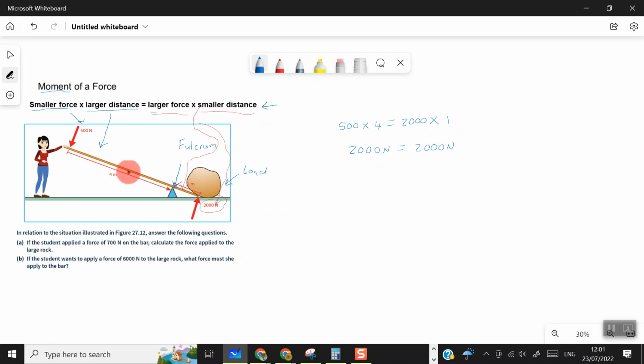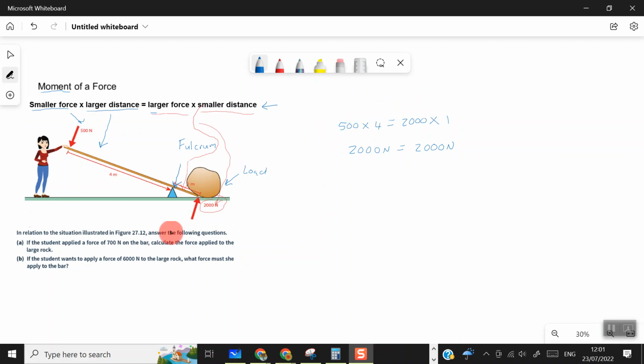So what we can see is that if we use a lever and we just apply a small force, that force is magnified. Obviously we can see here that the longer this distance is, the bigger the force we can apply. So the smaller the force we exert, we can turn that into a bigger force.